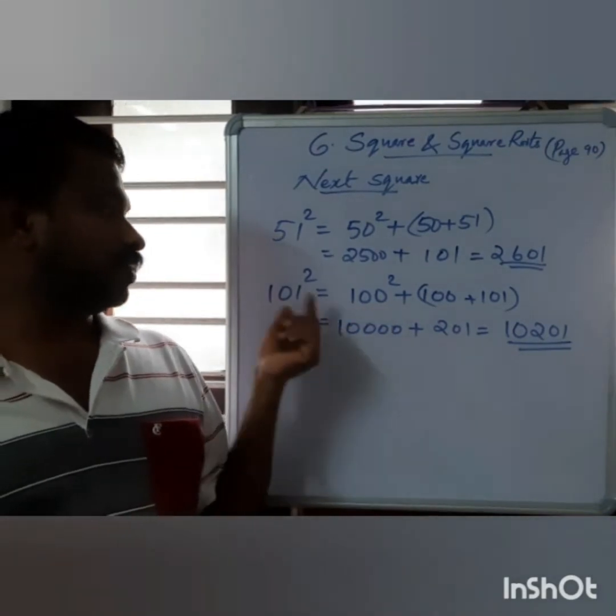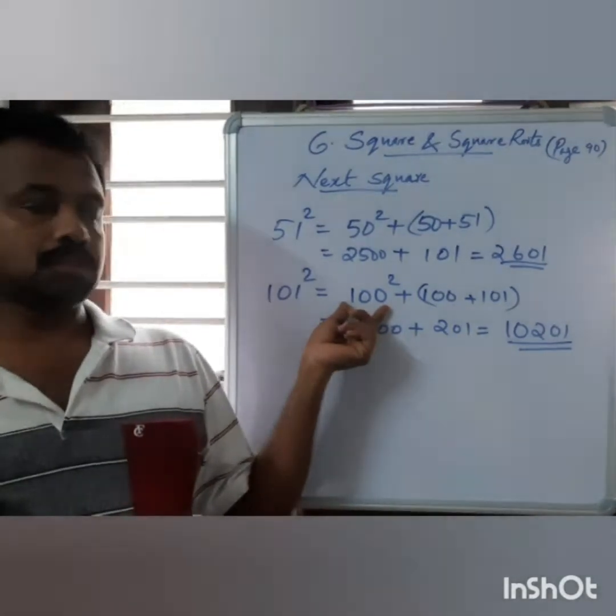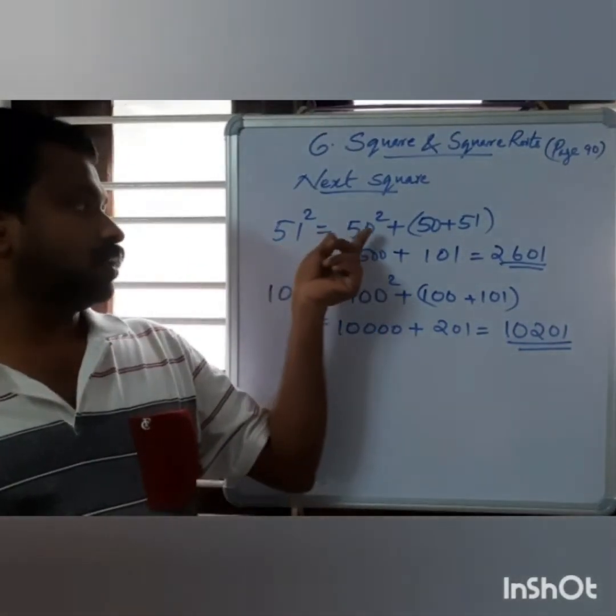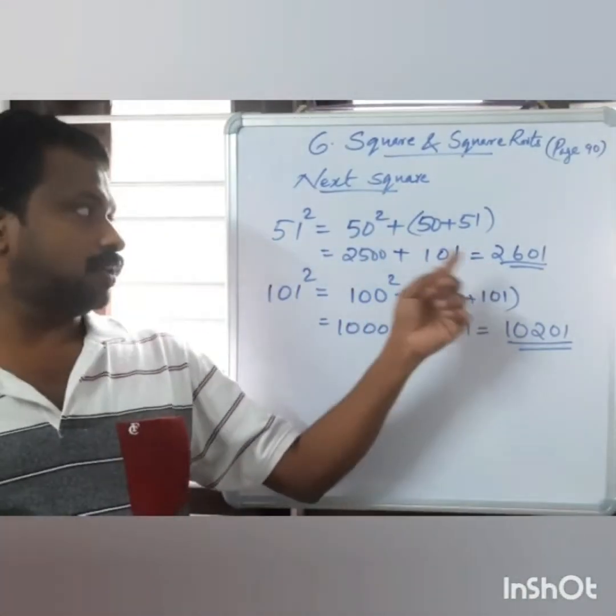You should write out 101. First you know the square of 100. And then 51 square. We know the square of 50. So it should be easy for you to find out.